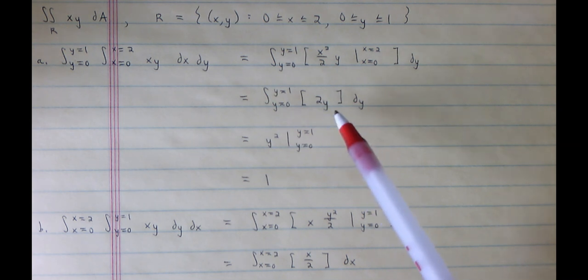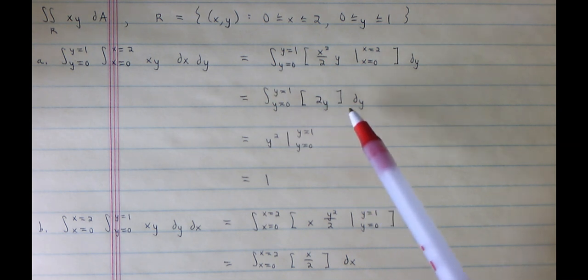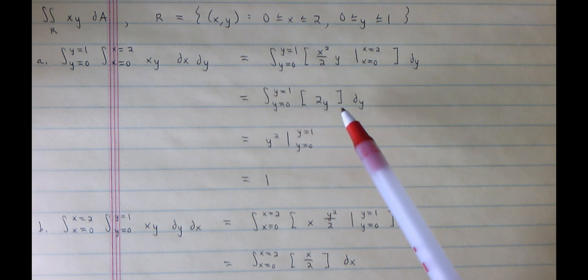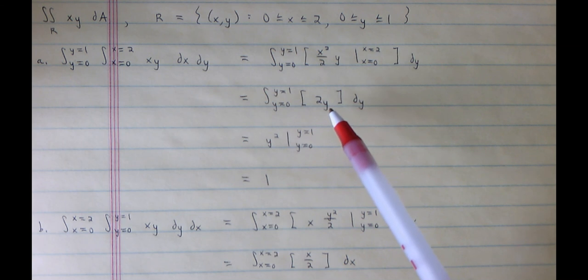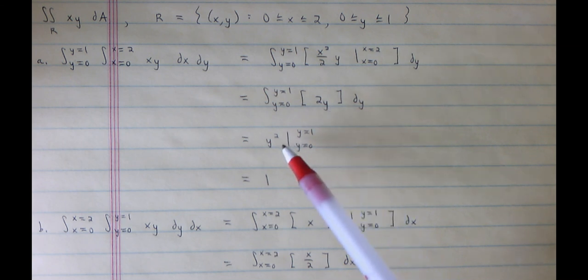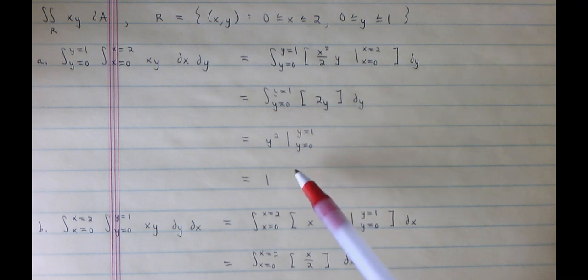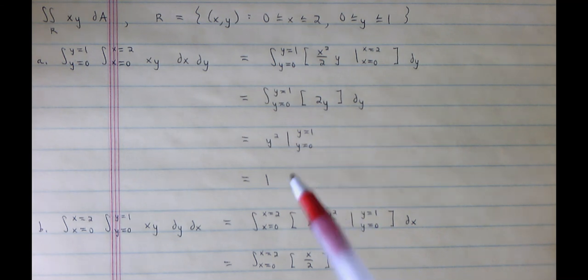At this point, there aren't any x's remaining, and we're just going to integrate with respect to y like normal. So we need an antiderivative of 2y, that's y squared, and you evaluate this from y equals 0 to y equals 1. So you end up with 1 squared minus 0 squared, or 1. That's the volume of our three-dimensional solid region.